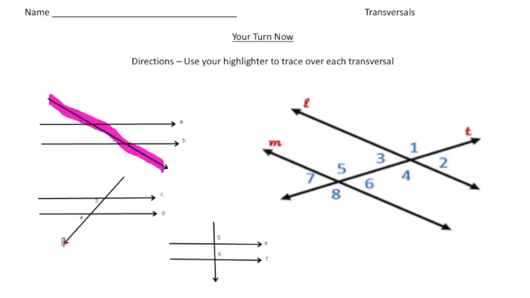Down here, this line is a transversal. For this one, here's the transversal right here. And last but not least, here's the transversal for this problem. Okay? And notice, again, how a transversal creates angles. Okay, so over here we have angle 1, 2, 3, 4, 5, 6, 7, and 8. Alright, I hope you have a good understanding of transversals.